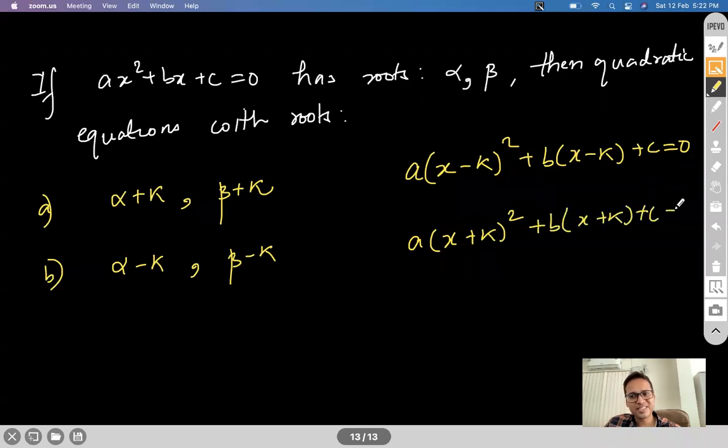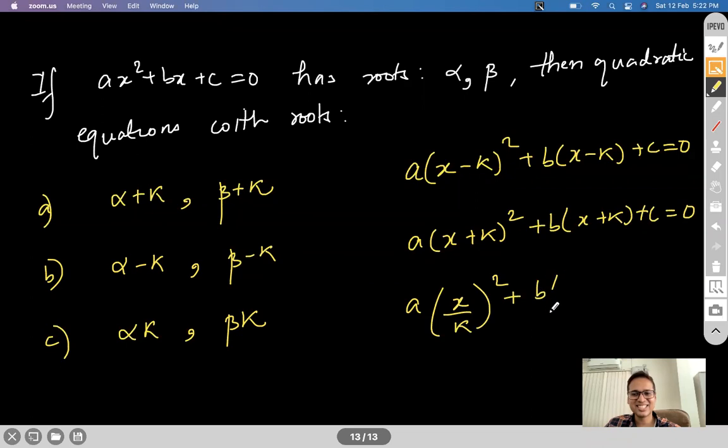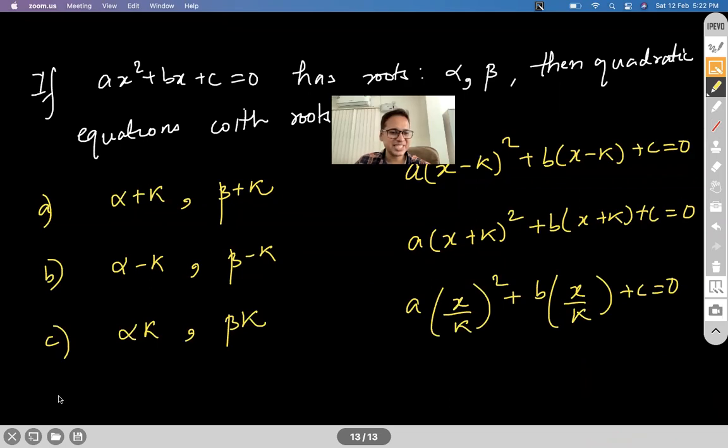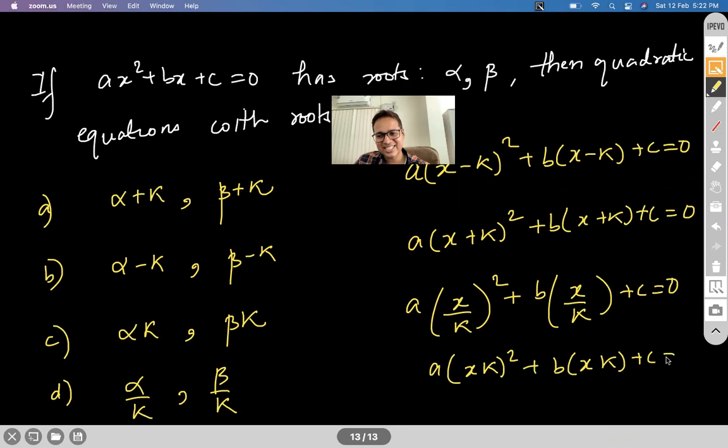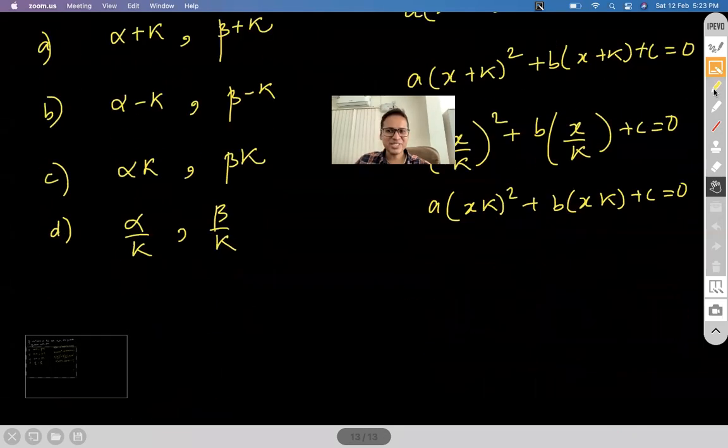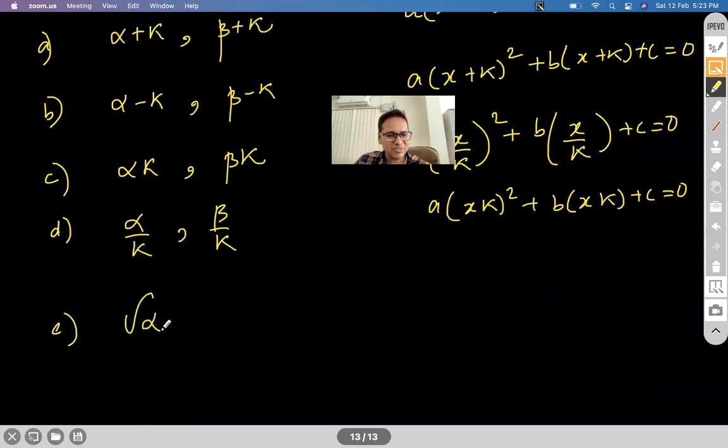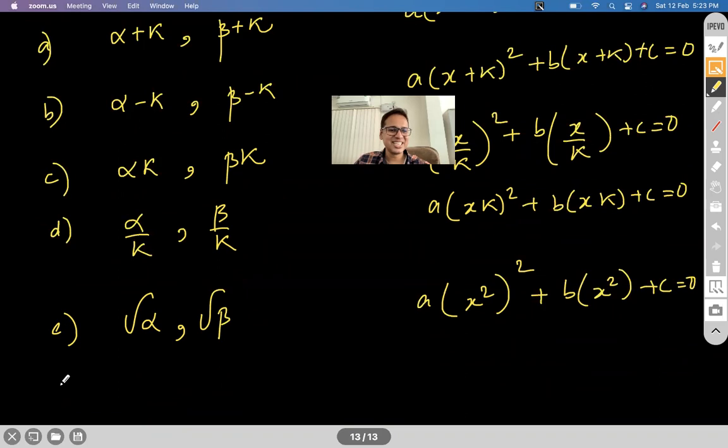Are you getting my point? If you are multiplying any non-zero number k with alpha and beta, what will happen? Your x will become x by k. Correct? Right? I'm doing it quickly, but you can always do it at your own pace. If you divide both the roots by a non-zero number k, then it will become a x k square plus b x k plus c. Yes or no? Okay. And even you can do a non-linear change also. For example, if you have root alpha and root beta, then your x will become x square like this. Okay. Isn't it?